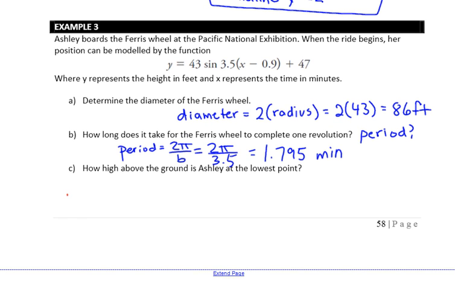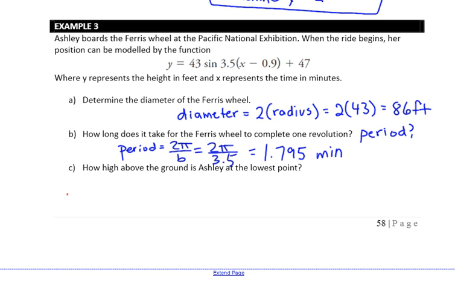And then last it says, how high above the ground is Ashley at the lowest point? If it's a numerical response, they will tell you. If it's a multiple choice, you can figure it out. But they'll also tell you. They will tell you, always. These questions have been looked over like 100 times. So, yeah, they will tell you.